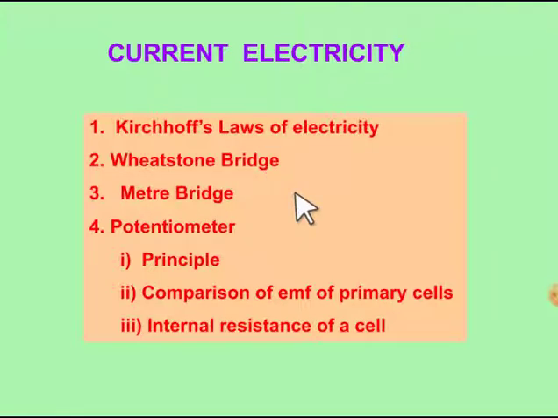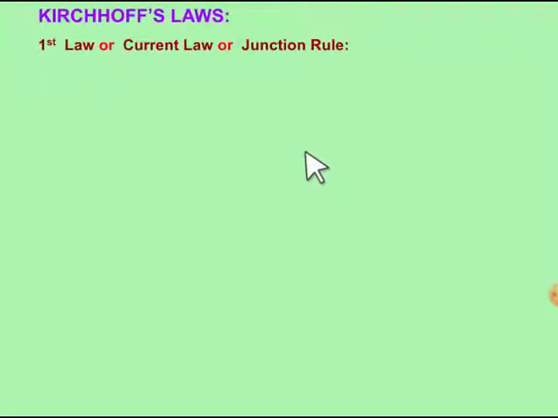In Kirchhoff's law there are two laws. The first one is known as Kirchhoff's first law, or we can call it Kirchhoff's current law or junction rule. Sometimes we call this first law KCL also. That represents K for Kirchhoff, C for current, and L for law. So KCL, or first law, or simply the junction rule.